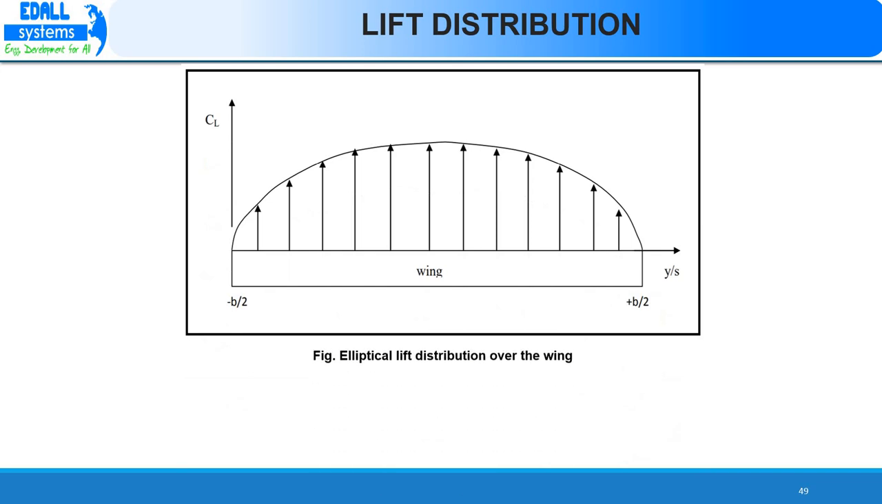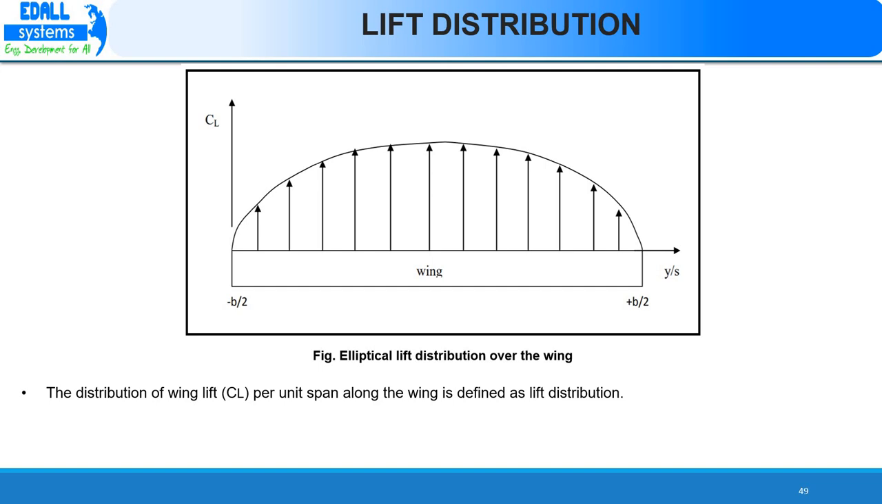Next is lift distribution. The distribution of lift per unit span along the wing is referred to as lift distribution. The entire area of the wing span produces a specific amount of lift. The total lift is the summation of all these individual lifts. The figure shows the front view of a wing with elliptical lift distribution.